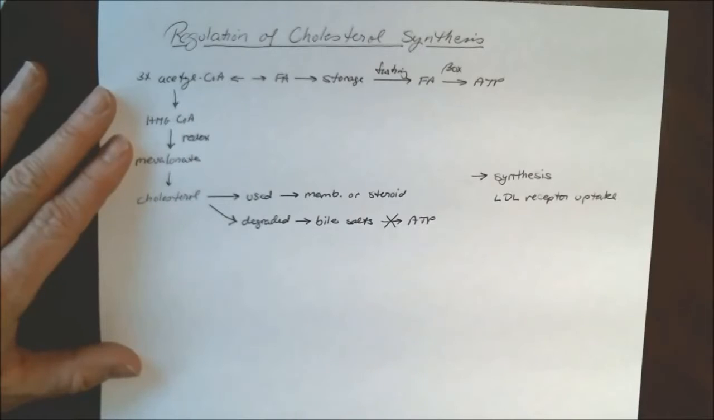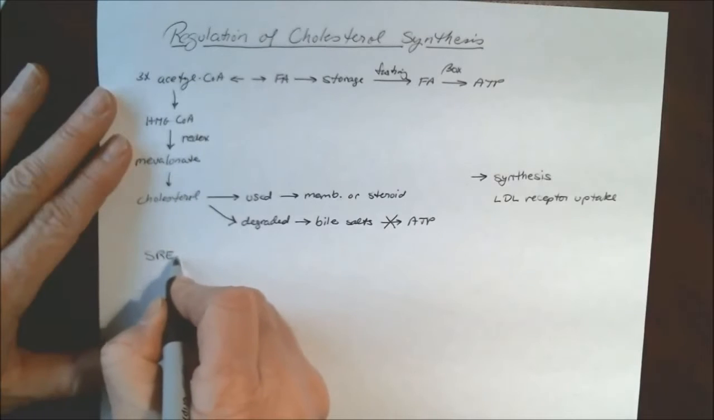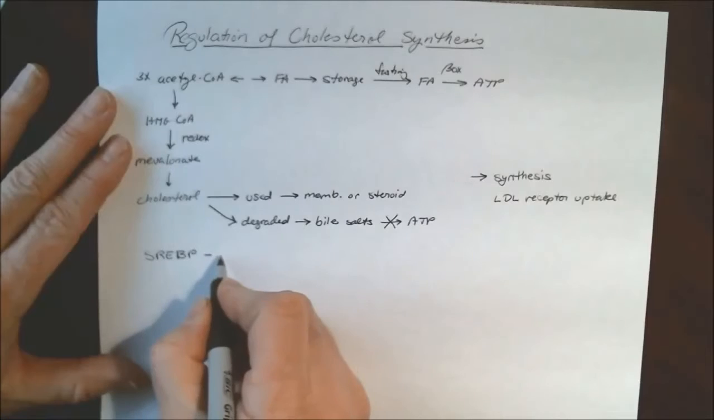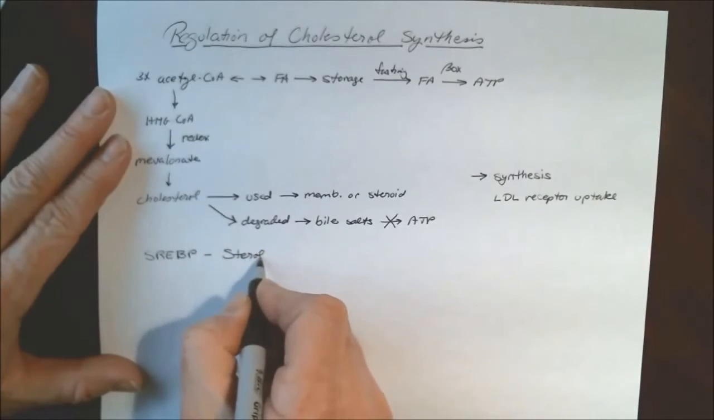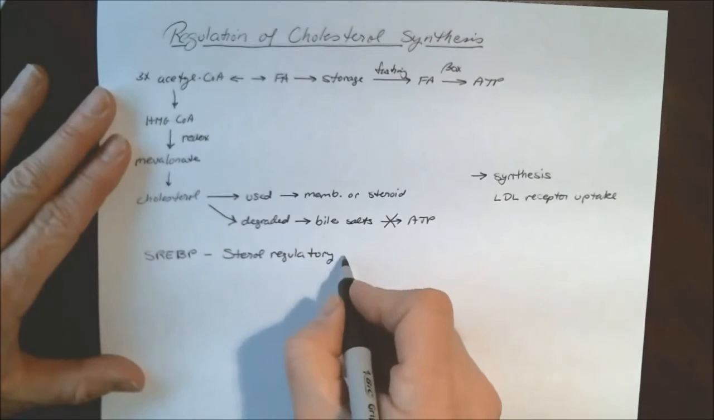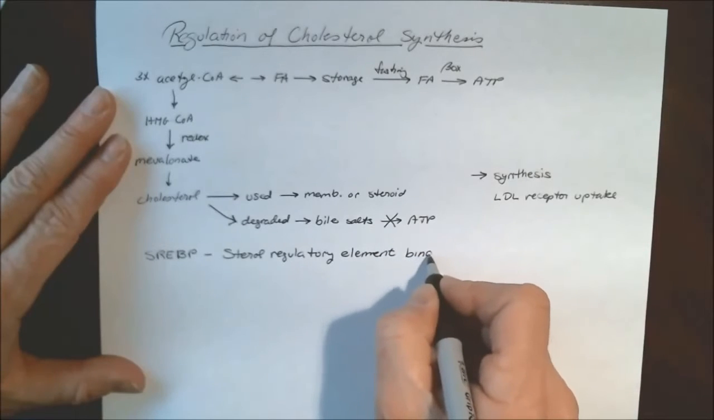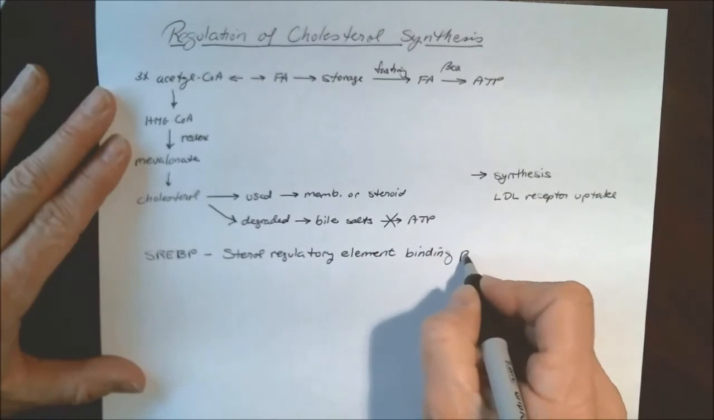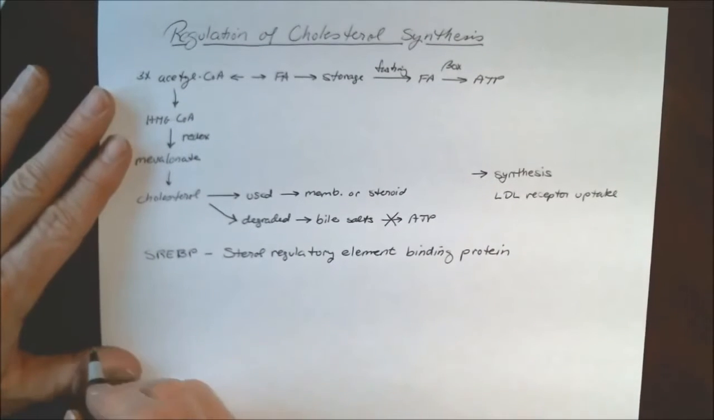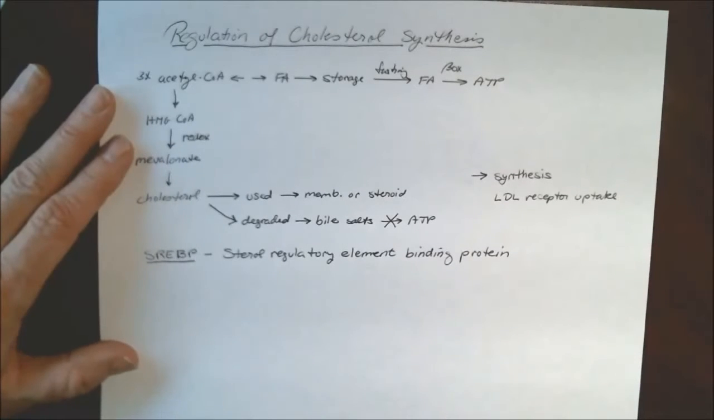So in order to control synthesis, we have to look at what's called the SREBP pathway. This stands for sterol regulatory element binding protein. Sounds intimidating, but it's really a rather simple system, simple and elegant system of controlling cholesterol synthesis.